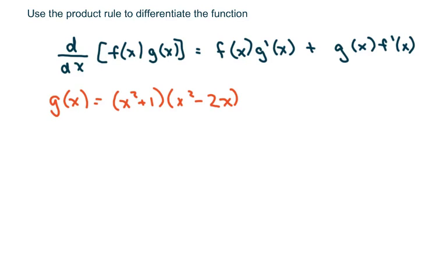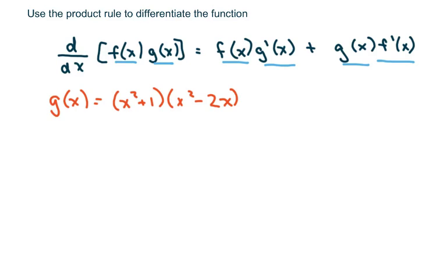Hi everyone, we're going to use the product rule to differentiate the function, and basically we have a product of two functions, so f times g, and we want to differentiate both of them. So we're going to multiply the first function by the derivative of the second function and then add it to the second function multiplied by the derivative of the first function. And so we're going to try this one.